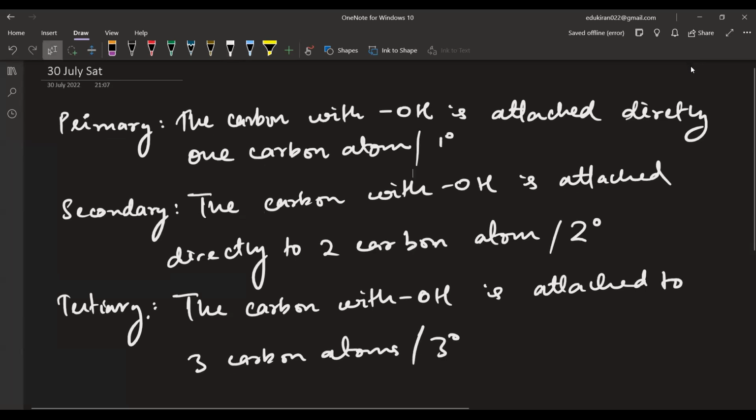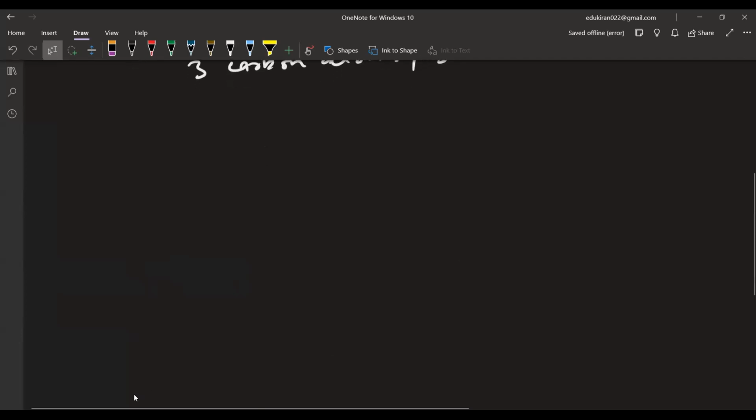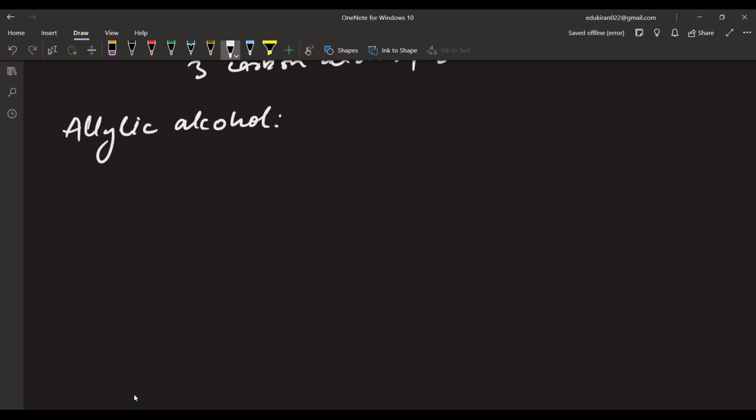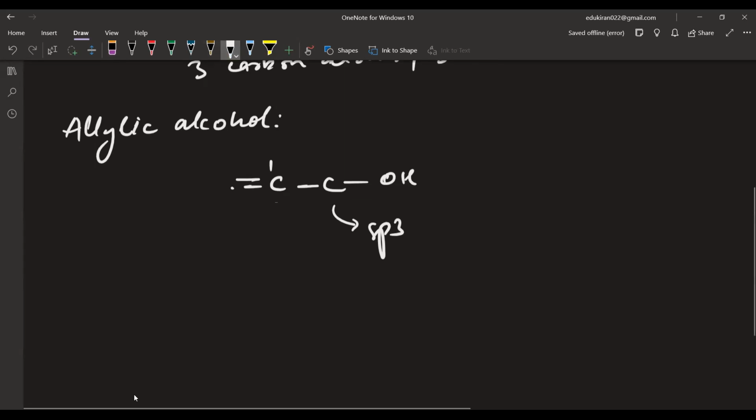Now, from the last haloalkane chapter, you must be remembering we also defined allyl. So what is allyl? In an allylic alcohol, the carbon containing the OH group is further connected to an sp3 hybridized carbon atom, and this carbon will have a double bond like this. This type of arrangement is known as allylic.